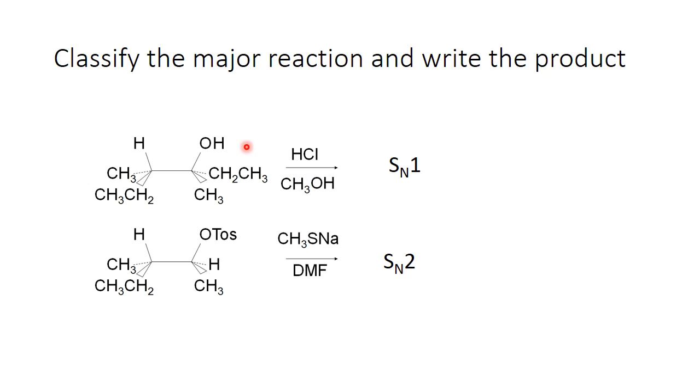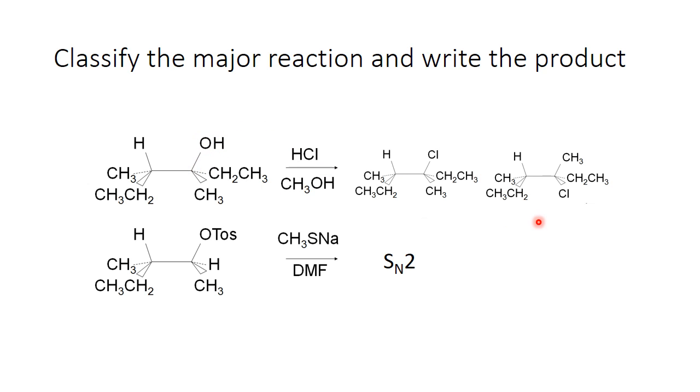The SN1 reaction, I protonate the alcohol, it leaves, and then the chlorine comes in. But this is a chiral compound right here. So what's going to happen is you're going to make both of these two compounds. In fact, this is a chiral carbon too. So what do we see? We see two diastereomers made.